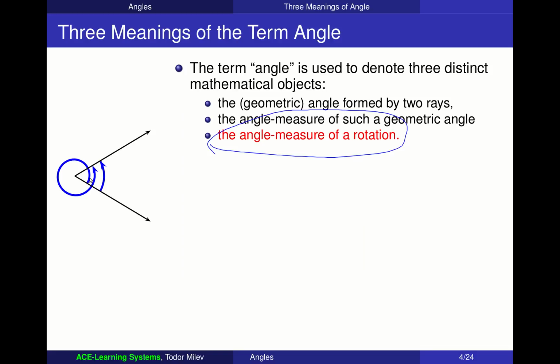Now, as you can see, the angle measure of a rotation is again denoted with an arc-like picture, but you will notice that the angle measure of this particular rotation is an arc which spans more than 360 degrees, so more than a full turn. That's going to turn out to be the main difference between the angle measure of a geometric angle and the angle measure of a rotation. We'll elaborate on this later.